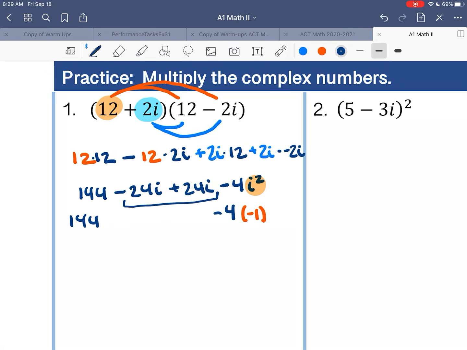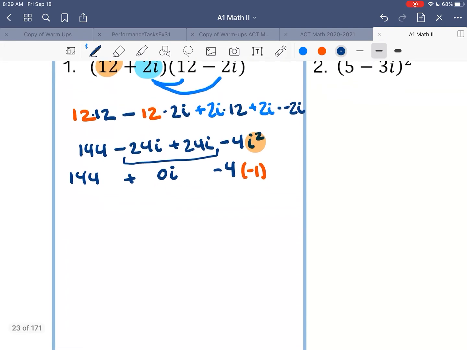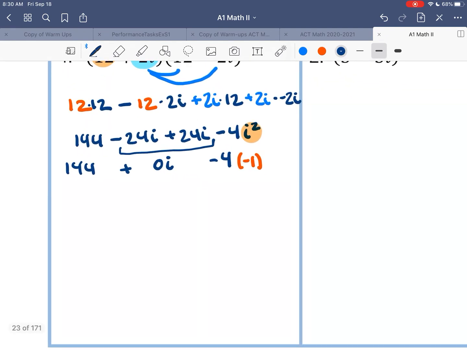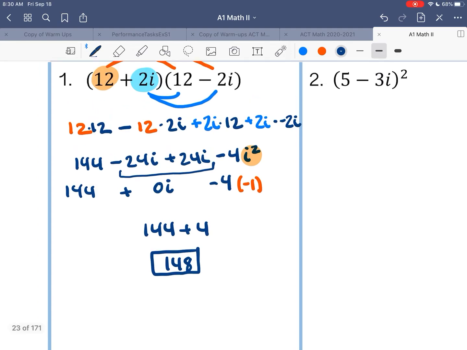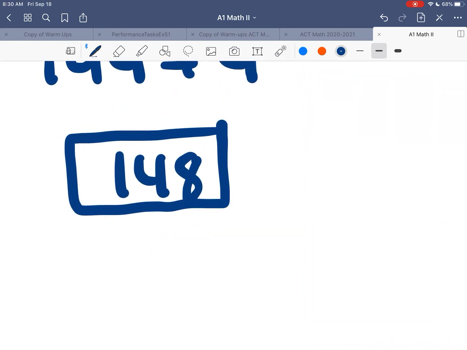I'm going to combine these middle two. Again, the middle two combine. And believe it or not, that's a negative 24i plus positive 24i, which gives you 0, gives you nothing in the middle. So I'm just going to write that for now just so we remember what happened there and why it's empty. And then in the next step, we don't have to write that 0i because it's nothing. So 144 and then minus 4 times negative 1 is positive 4. Get ready for this. 144 plus 4 is just 148. So we did that complicated complex number multiplication and we got a normal number.